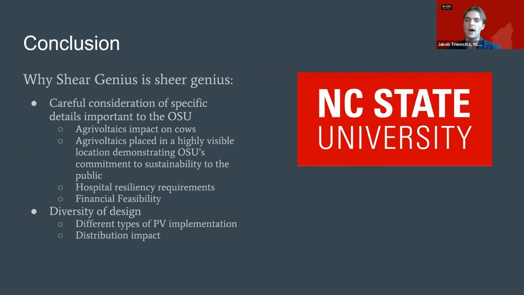Then we also have a high diversity of design within our system, using rooftop, parking garages, and the agrivoltaic field. And then all of these different designs and not using energy storage made us be pretty creative with our distribution impact and how we needed to spread our loads based on the fact that we didn't have any energy storage to mitigate possible overvoltage conditions.